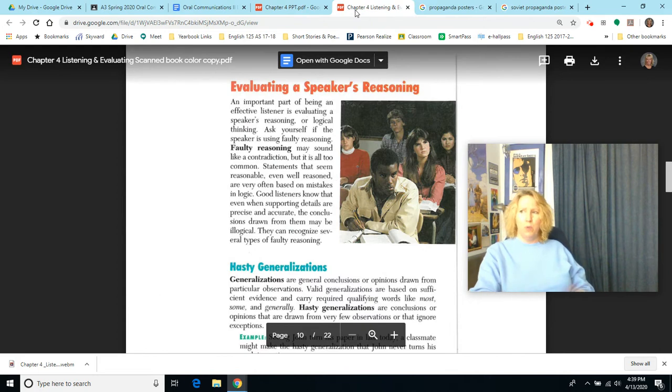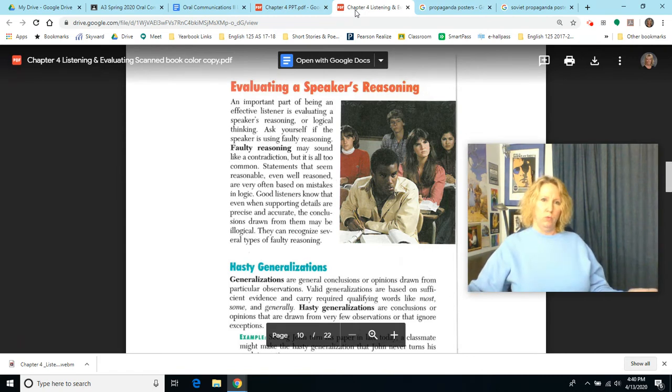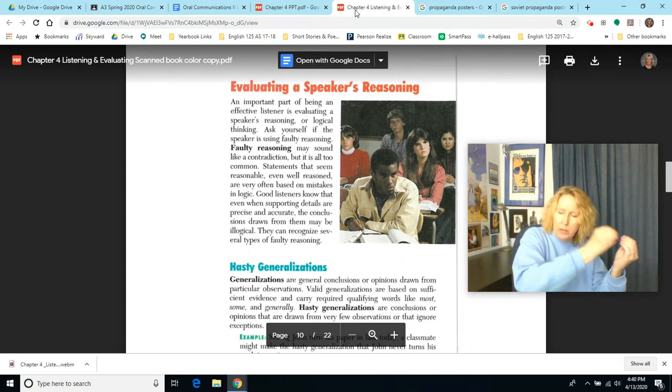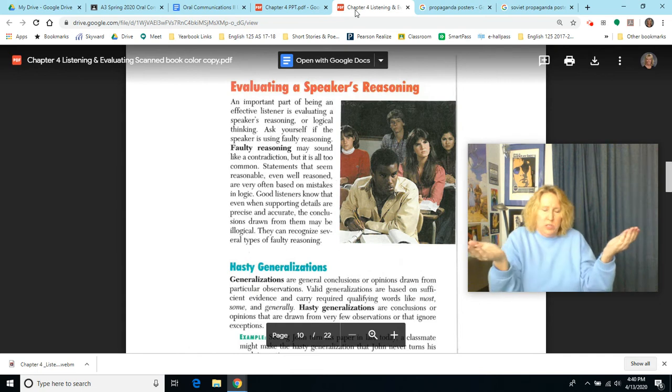So in this first portion, we evaluate what a speaker says to us and whether what he says is reasonable. It says an important part of being an effective listener is evaluating a speaker's reasoning or their logical thinking. So you have to ask yourself if the speaker is using faulty reasoning. And faulty reasoning might sound like a contradiction, but it's really kind of common. Statements that seem reasonable, even well-reasoned, often are based on mistakes in logic. So good listeners know that even when you've got supporting details that are precise and accurate, you have to draw logical conclusions. And if the conclusions drawn between the evidence and the conclusion are illogical, well, there must be some faulty reasoning there.